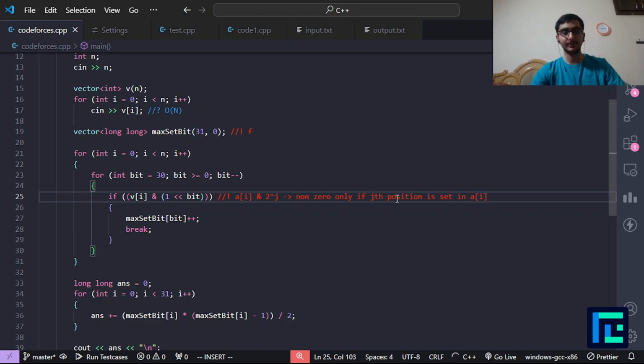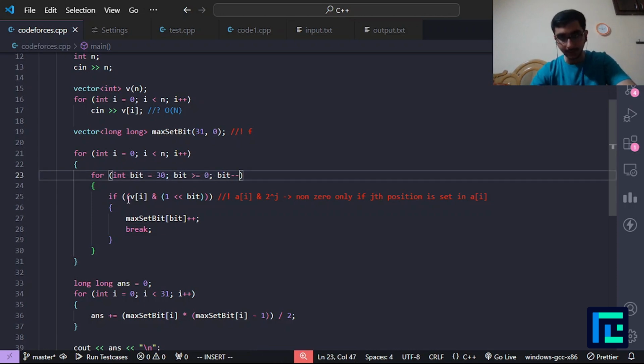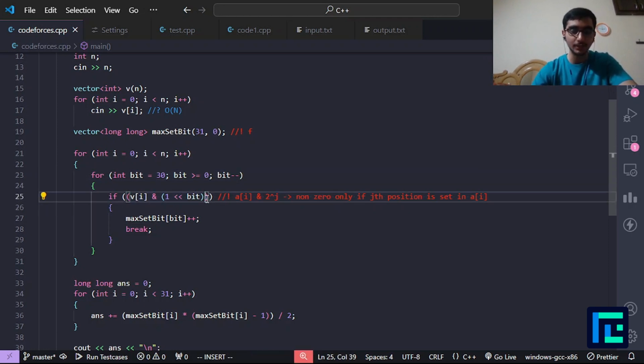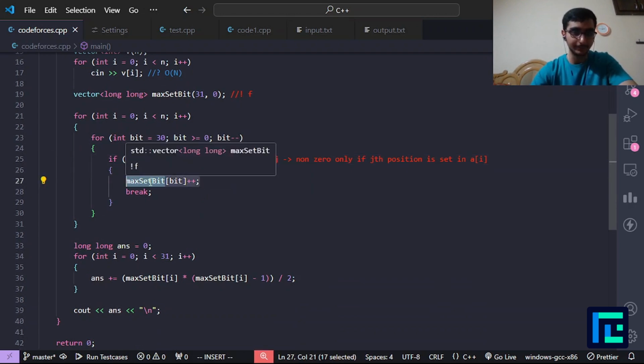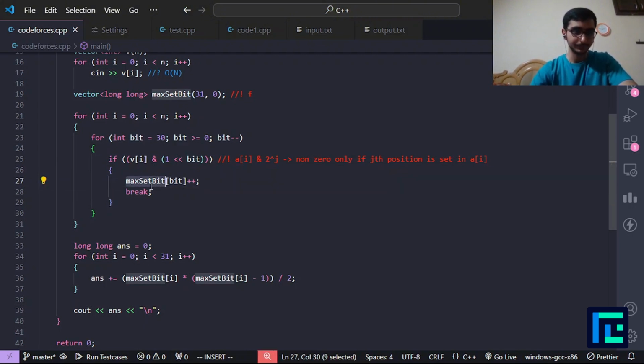So this is a very nice way to check whether the jth position is set in A[i] or not. And as we are running this loop from 30 to 0, it is basically checking the bits from left to right instead of right to left, and hence the first bit for which this value is non-zero is the MSB. So then I increment the value of max set bit of bit, and then I break.